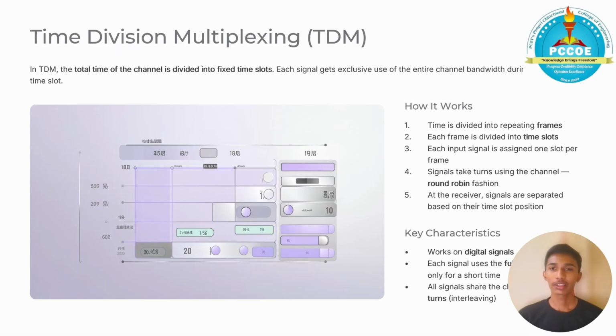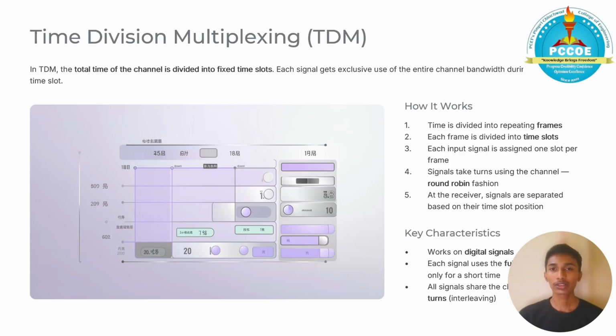Now let's look at time division multiplexing, TDM. While FDM divides frequency, TDM divides time. In TDM, the channel time is divided into repeating units called frames. Each frame is further divided into time slots. Every input signal is assigned one time slot per frame. So signal 1 gets slot 1, signal 2 gets slot 2, and signal 3 gets slot 3. And this cycle keeps repeating.